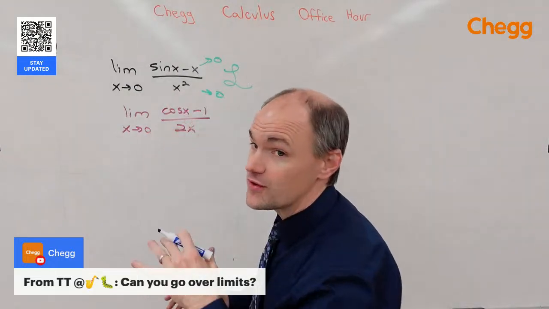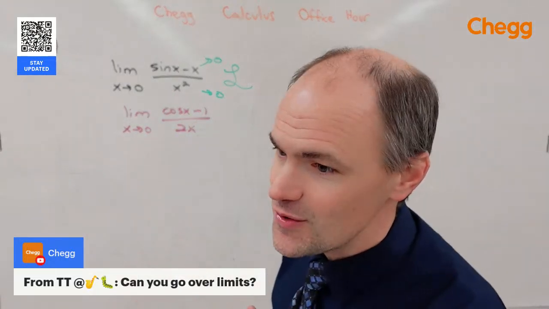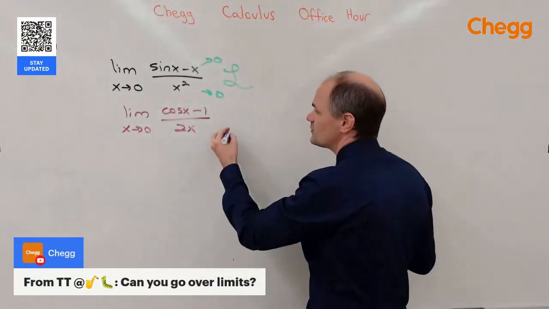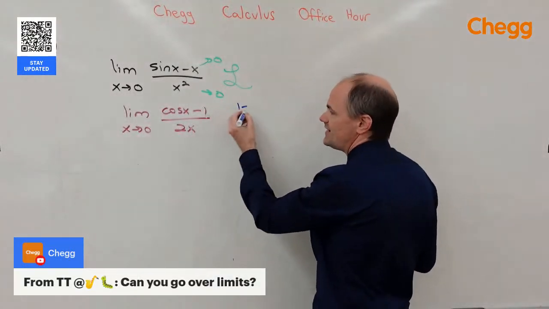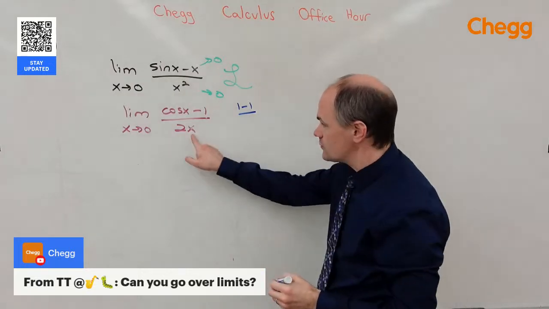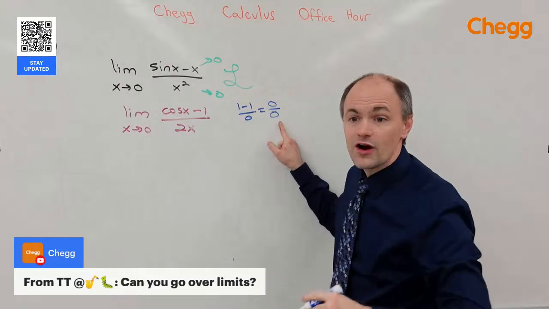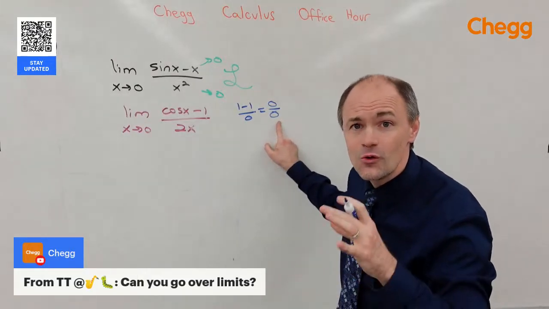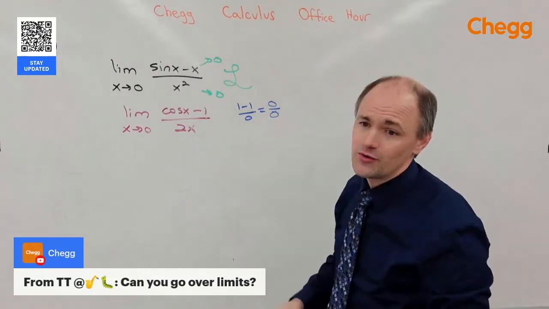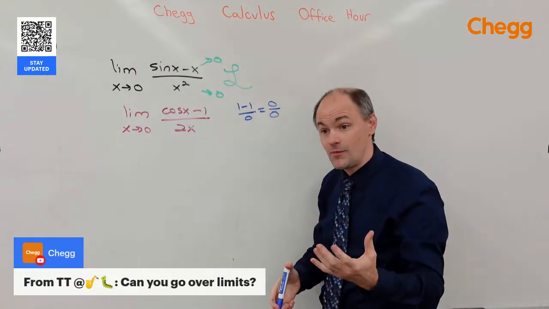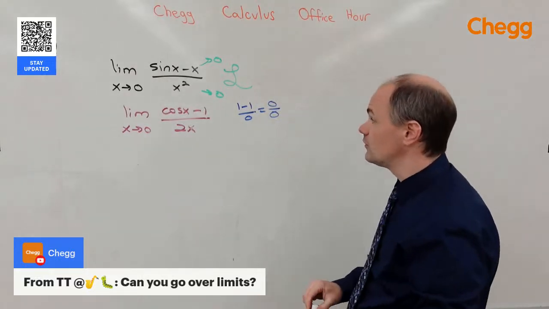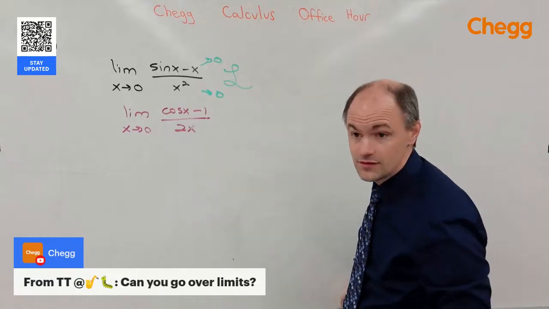Cosine of 0, trig test. What is the cosine of 0? Do you remember? Cosine of 0 is 1. Minus 1, over 2 times 0, which is 0. Well, 1 minus 1 is 0, and we are right back where we started with 0 over 0, which is still problematic. So we do it again.